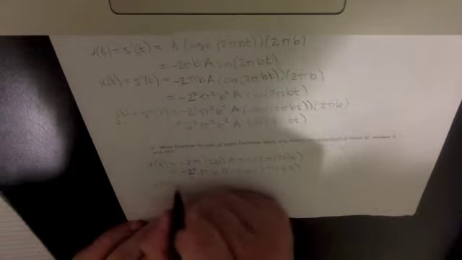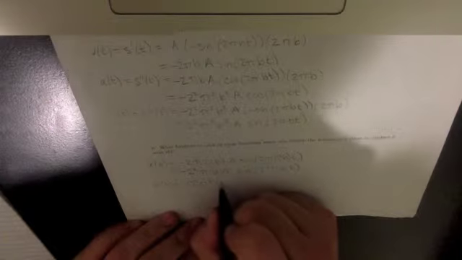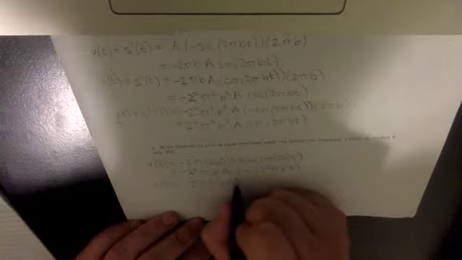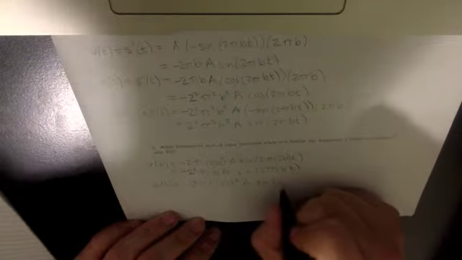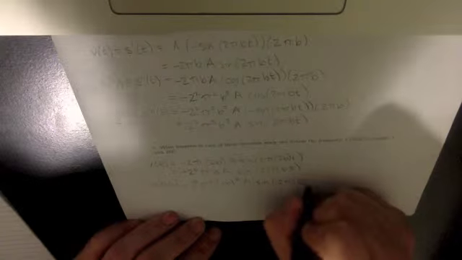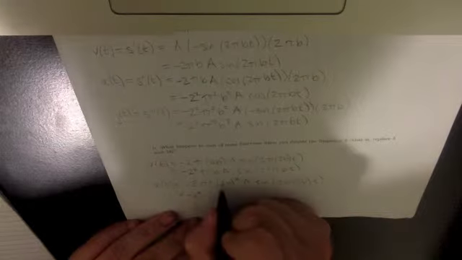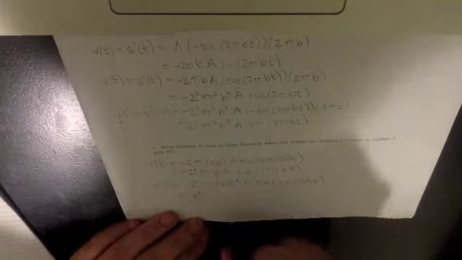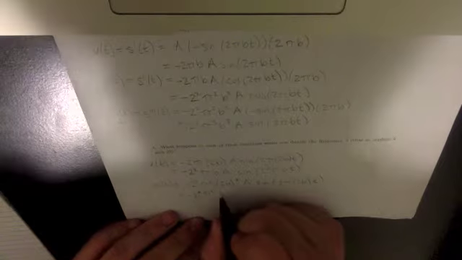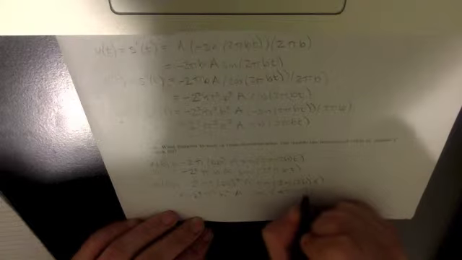Okay? Now if we do the same thing for the acceleration, we get negative 2 squared pi squared. Now we replace b with 2b, so I have 2b squared A sine 2 pi 2b t. And if I simplify that, I'm going to get negative 2 to the 4th, because there's a 2 squared that comes out here, pi squared b squared A sine 4 pi bt.